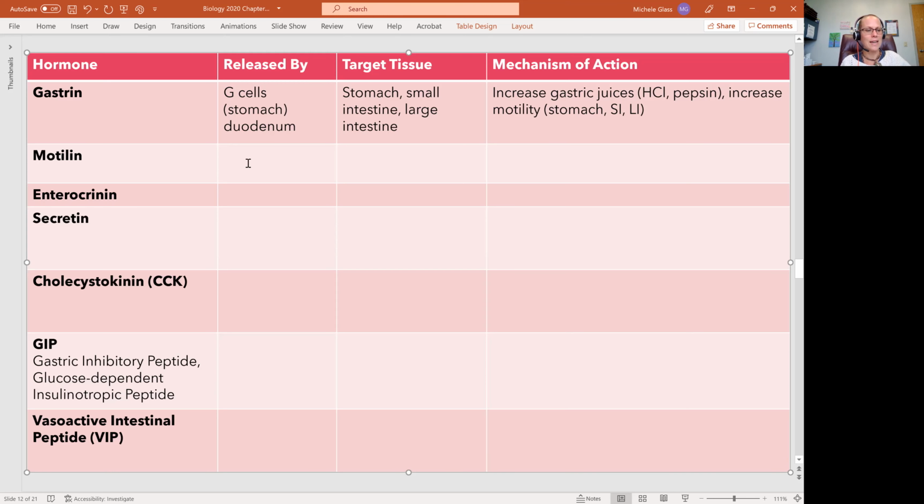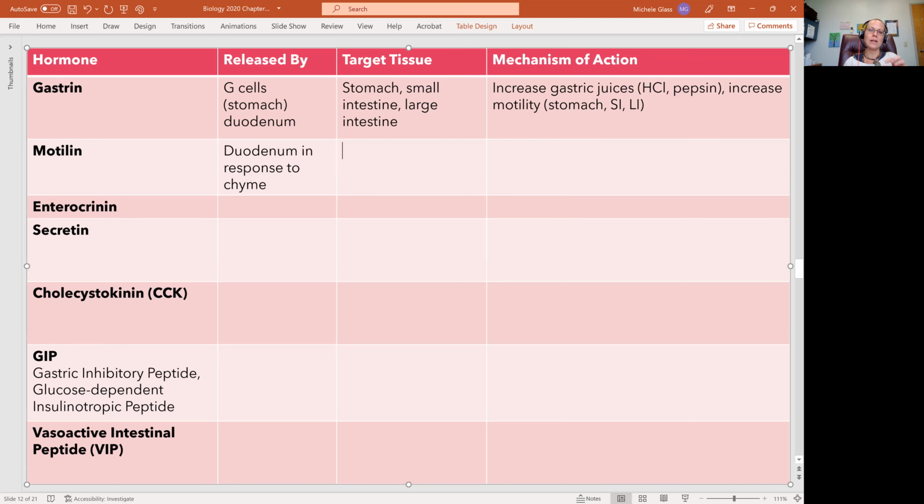Okay, let's look next at the hormone called motilin. And here we're going to see this is going to be released by the duodenum. And it's going to be released in response to chyme entering. So we'll see this very often, where it's the movement of material into the duodenum that then triggers the duodenum to release the hormone.